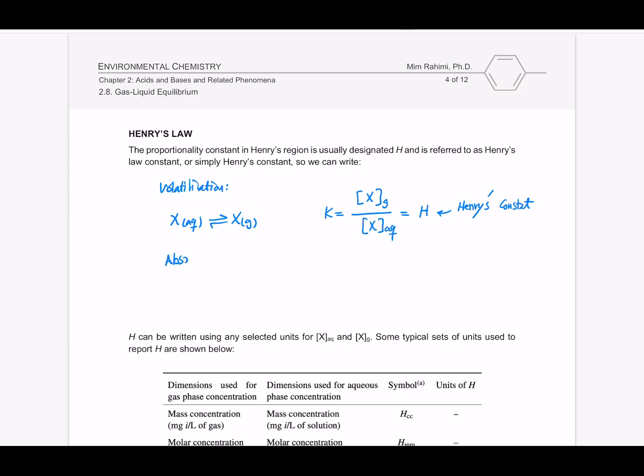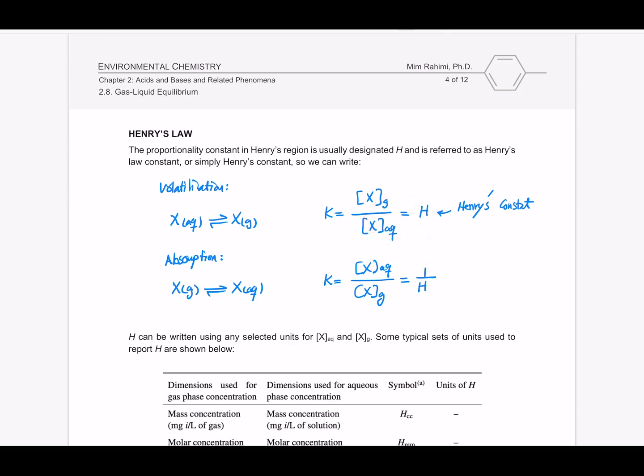So we deal with absorption. In this case, we go from the gas phase, it's being absorbed, to the liquid phase. Then again, the general K expression would be the product over the reactant, which would be 1 over H. So if we define H for the top reaction, then this would basically be 1 over H.